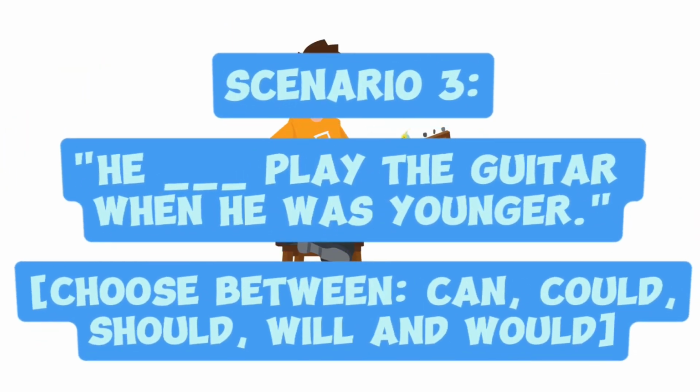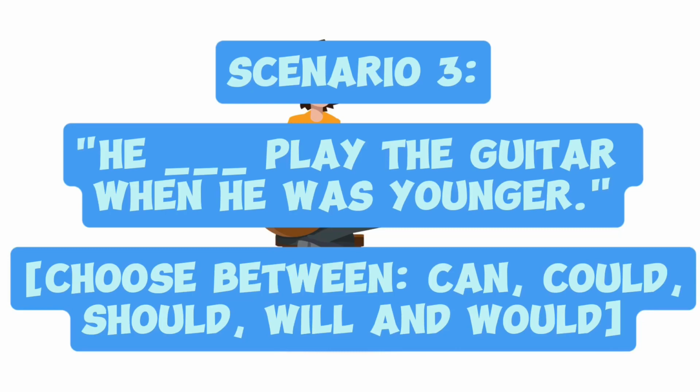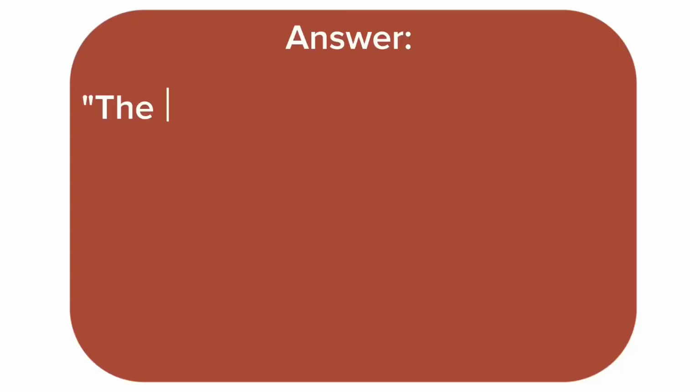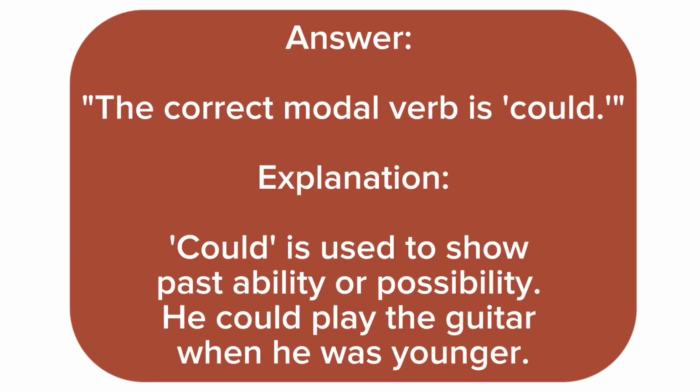Scenario 3. He played the guitar when he was younger. Choose between can, could, should, will, and would. Answer. The correct modal verb is could. Explanation. Could is used to show past ability or possibility. He could play the guitar when he was younger.